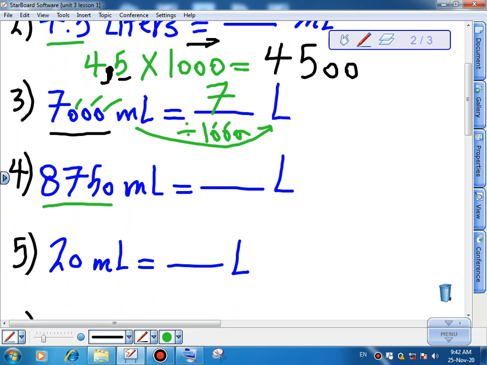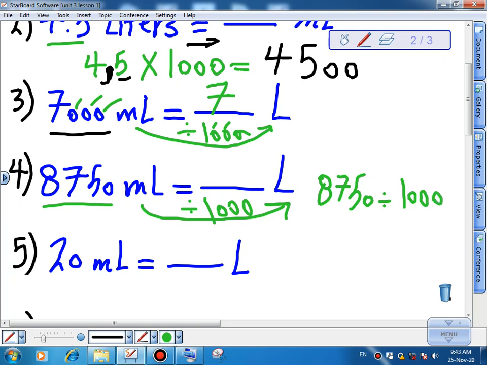8,750 milliliters equals how many liters? We will go from the smallest. From the smallest, we will divide. Divide by what? By 1,000. We will write it like this. Remember, if I need to divide by 10, 100, or 1,000, we put the decimal point to the left side. 0 will go with 0 first. It will be 875 divided by 100.